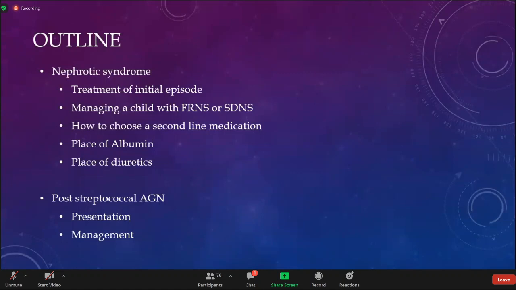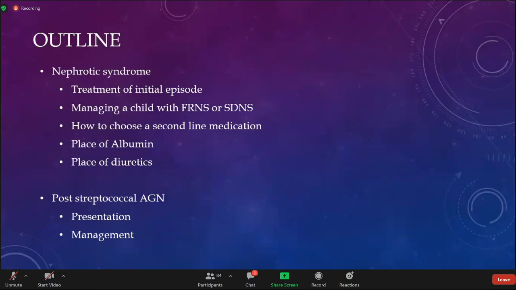Right, in nephrotic syndrome, I will go through briefly the initial presentation and the treatment, and how we manage children with frequent relapse in nephrotic syndrome and steroid-dependent nephrotic syndrome, and how we are going to decide on second-line medications, and the briefing on place of albumin and place of diuretics. Post-streptococcal acute glomerular nephritis, we will look into their presentation and how we are going to manage.